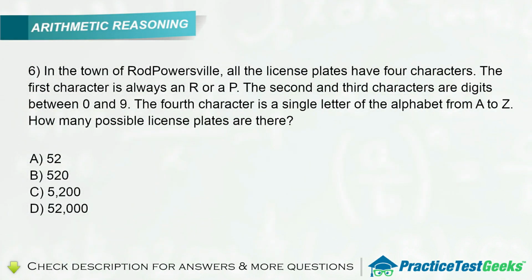Question 6. In the town of Rod-Powersville, all the license plates have 4 characters. The first character is always an R or a P. The second and third characters are digits between 0 and 9. The fourth character is a single letter of the alphabet from A to Z. How many possible license plates are there? A. 52. B. 520. C. 5,200. D. 52,000.